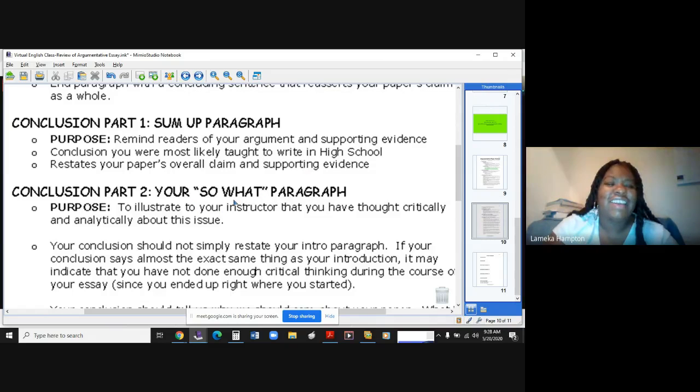Now, I laugh at this part because this "so what" paragraph reminds me of one of my professors in college. For those who don't know, and or for those who care to know, when I went to Clayton State University, go Lakers, I took so many English classes, I ended up minoring in English. And because I minored in English, that means I wrote a lot of papers. That means I read a lot of stories. And so I had a professor.